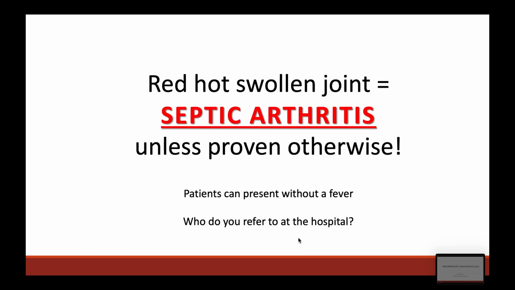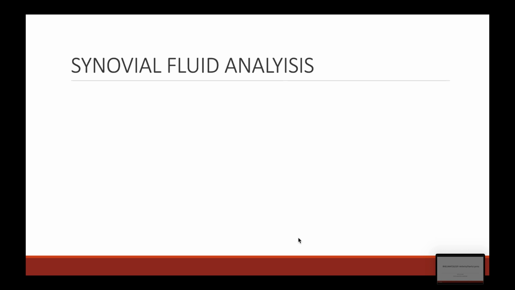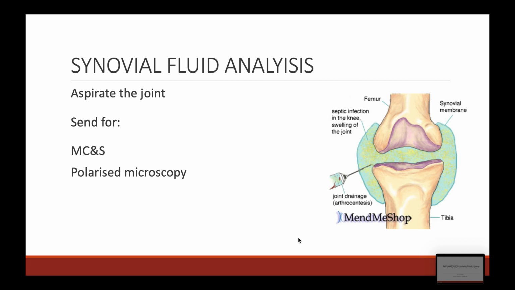And so yes, the first thing we want to rule out with a red hot swollen joint is a septic arthritis. It can happen even in patients who are not feverish. And what would you do first? Definitely you would refer to the hospital and send them for a joint aspirate. After you've got the aspirate, you want to send it for microscopy with a Gram stain, as well as culture and sensitivity to antibiotics.